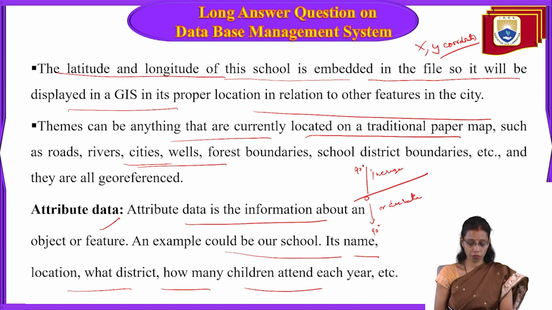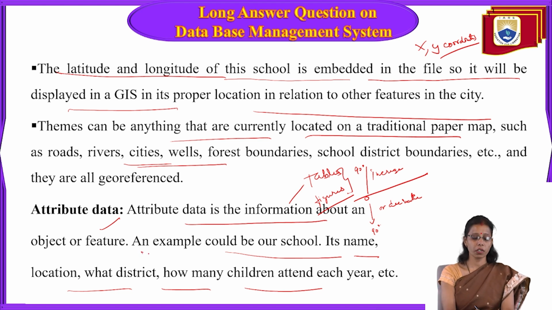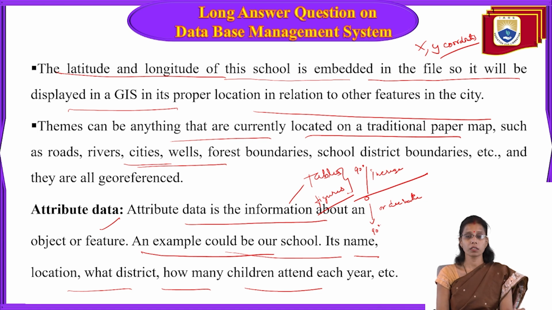So this is all about the information in the tables, or figures. These tables and figures information we call the attribute information, which will help us. The name and location will help us give the information about the spatial data. If we talk about the attribute data, an example is a school: what is the name of the school, what is the location of the school, in which district it is located, how many children are attending each year, how many children are attending every day. All this information comes under the attribute information.